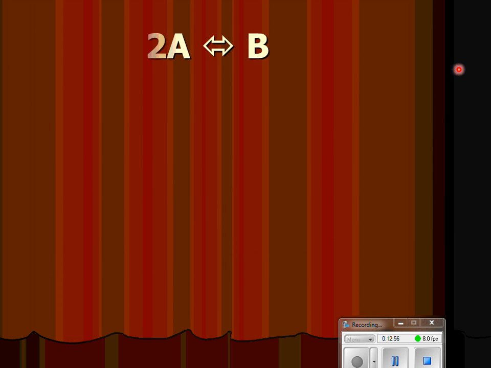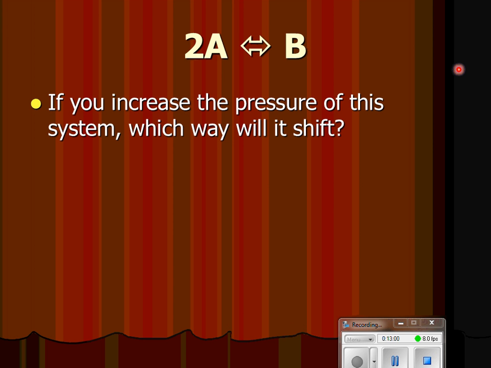Now here's how we decide this. Here's an example. It says 2A yields B, and it says if you increase the pressure of this system, which way will it shift? First of all, when it says increase the pressure of this system, it means everything that's in the container, whatever balance it has between its A's and B's. So in this container, you have both. This change is happening to the entire container. Sometimes people think, well, we're increasing the pressure of A, so what's going to happen to B? No. A and B are in this container together. We are changing the pressure in the container.